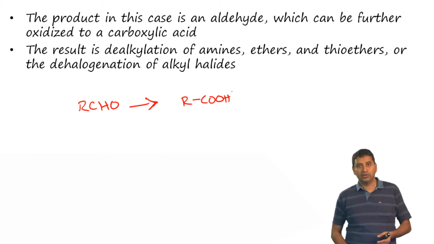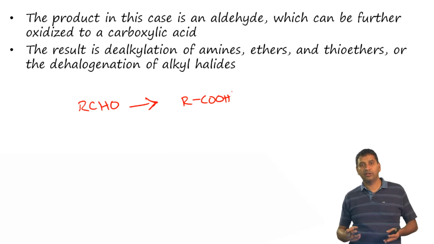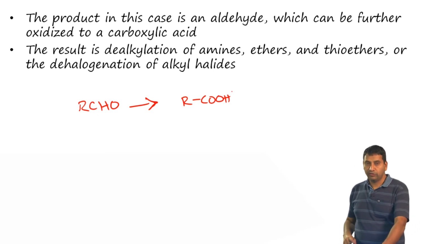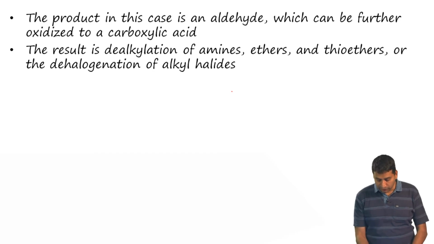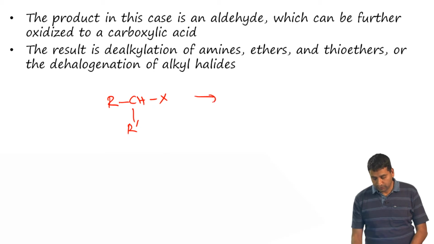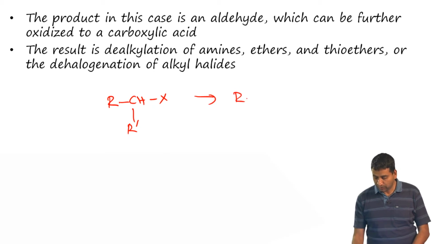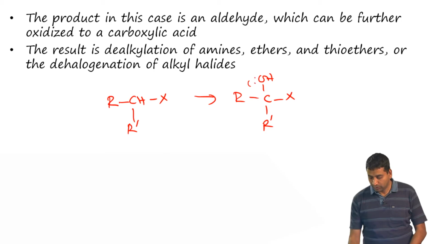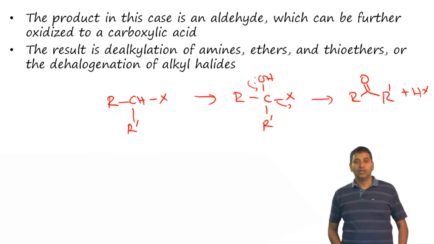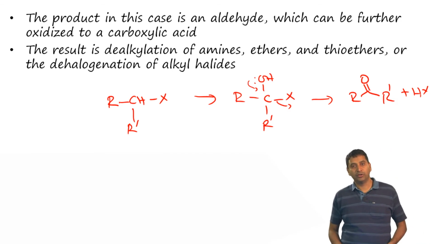And the result of this whole process is dealkylation of amines, ethers or thioethers, and we have not looked at it, but dehalogenation of alkyl halides can also occur. So, the way in which dehalogenation of alkyl halides occurs is in the following way. We have R CH X R prime, which can undergo oxidation to give you R C OH X R prime, and now you can push arrows in the following manner to give you R C double bond O R prime plus HX. Okay. So, dehalogenation of alkyl halides is also possible to give you the corresponding ketone.